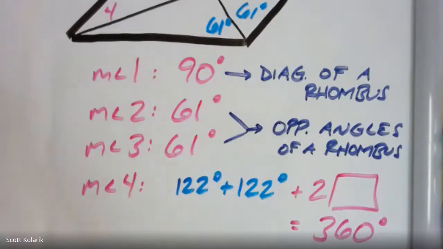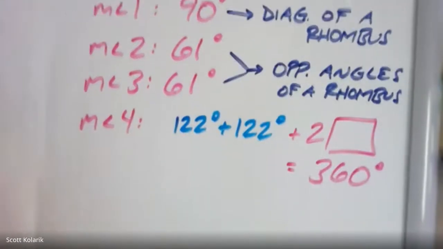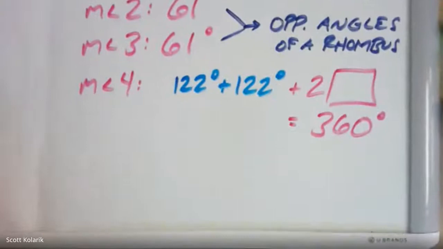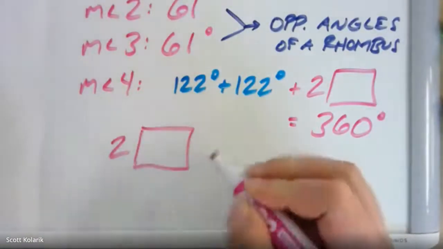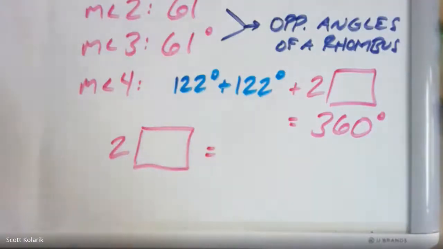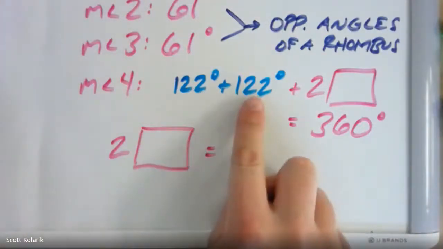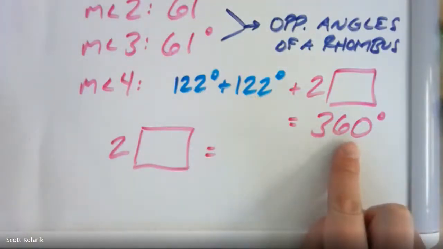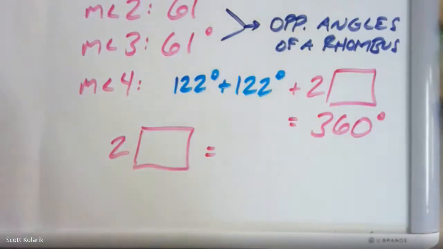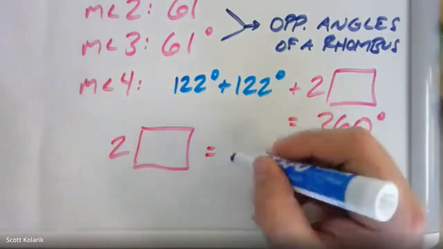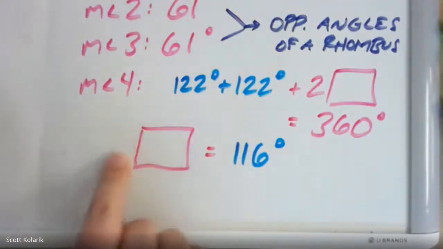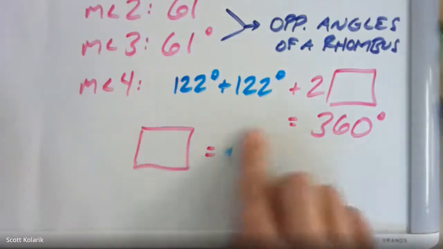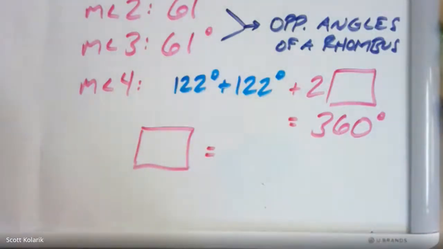That 2 times that missing piece, let me scroll all the way down here. I need the room for the algebra. All right, 2 times that missing piece is going to equal, again, 122 plus 122 gives me 244. Subtract that from 360, and I get 116 degrees. So if I divide both sides by 2, my missing piece ends up becoming 58 degrees.